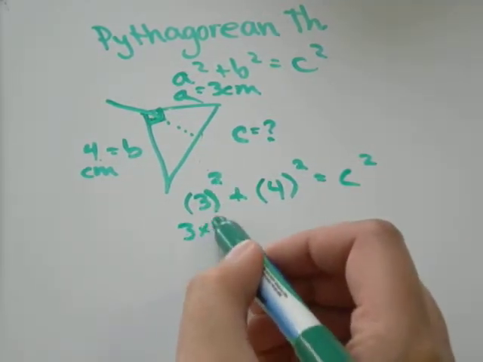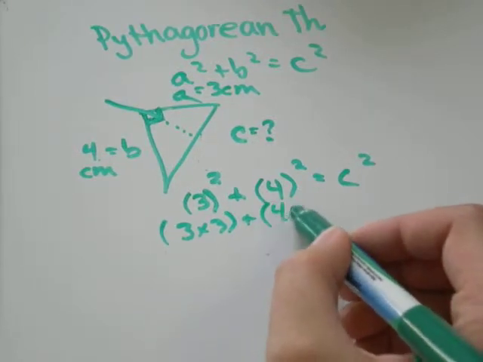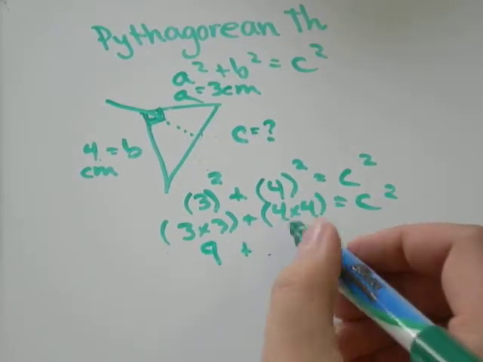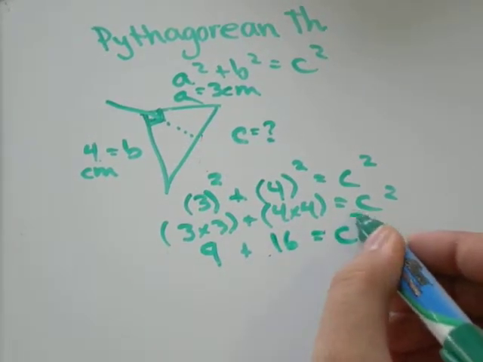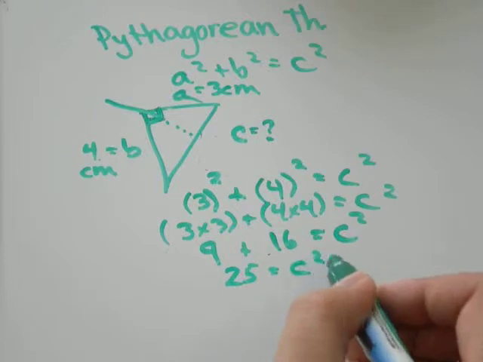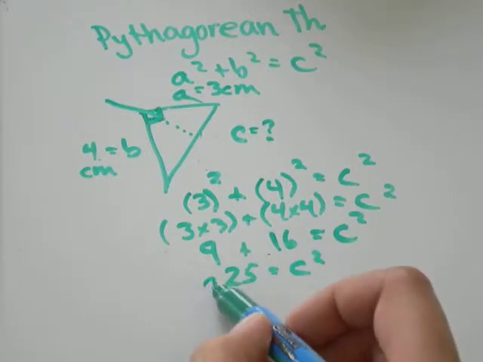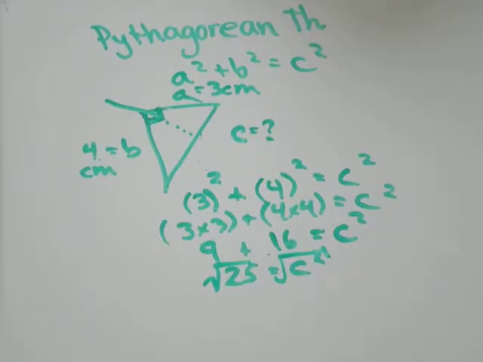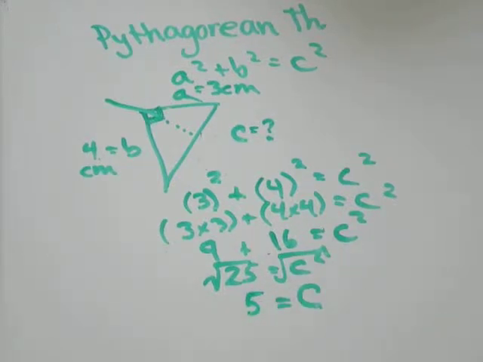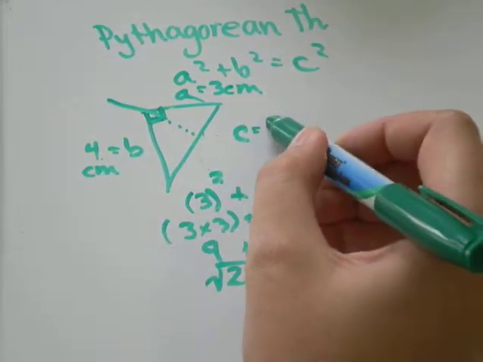3 squared means 3 times 3. And 4 squared means 4 times 4. 3 times 3 will be equal to 9, plus 4 times 4 will be equal to 16, and that will be equal to c squared. 9 plus 16 will be equal to 25. To get rid of the square, all we need to do is take the square root of both sides. The square root of c squared will be equal to c. The square root of 25, you can do that on your calculator if you want, or you can think what number multiplied by itself equals 25. I would say that's probably 5. So we can say up here that c equals 5.